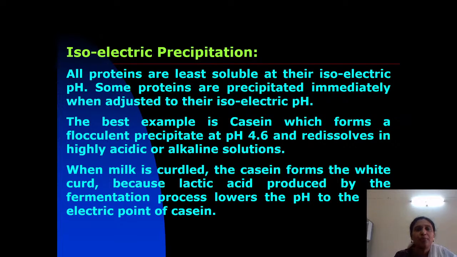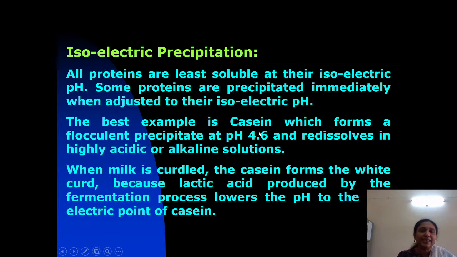And we know that all proteins at their isoelectric pH, that is pI, are least soluble, because at the isoelectric pH, proteins exist as zwitterions, dipolar ions, with an equal number of positive and negative charges. So at the isoelectric pH, proteins are least soluble and give maximum precipitation. This property, isoelectric precipitation, is used for the separation of proteins from a mixture. From a mixture of proteins, a few proteins can be separated based on their isoelectric pH.